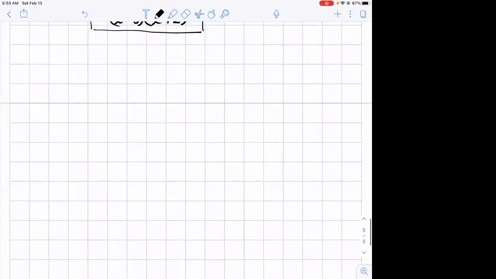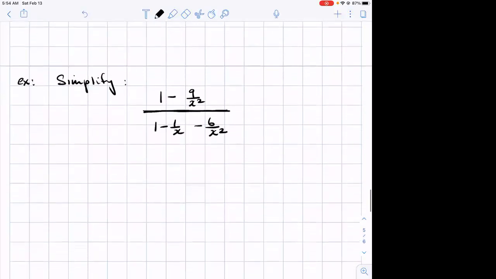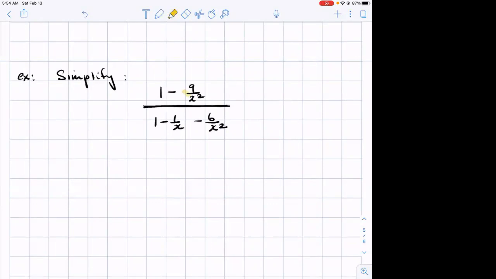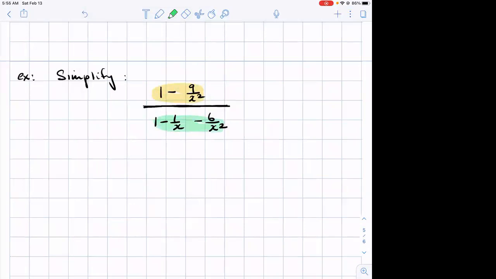Let's look at another example. Simplify. So we have 1 minus 9 over x squared divided by 1 minus 1 over x minus 6 over x squared. So remember, don't let them scare you, right? We're going to separate it. Here we have the top, and here we have the bottom. Let's work them out individually.